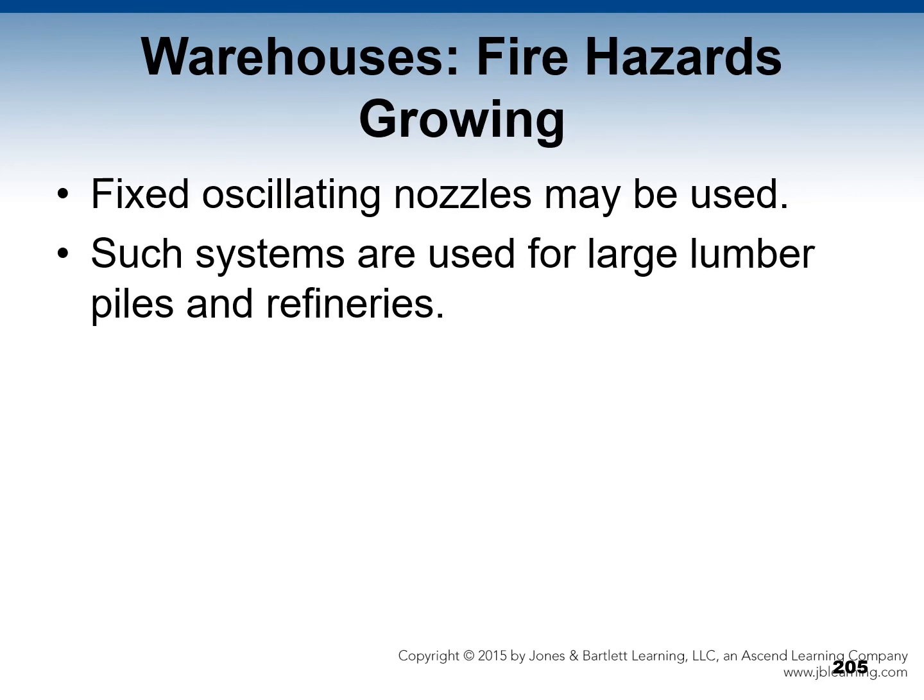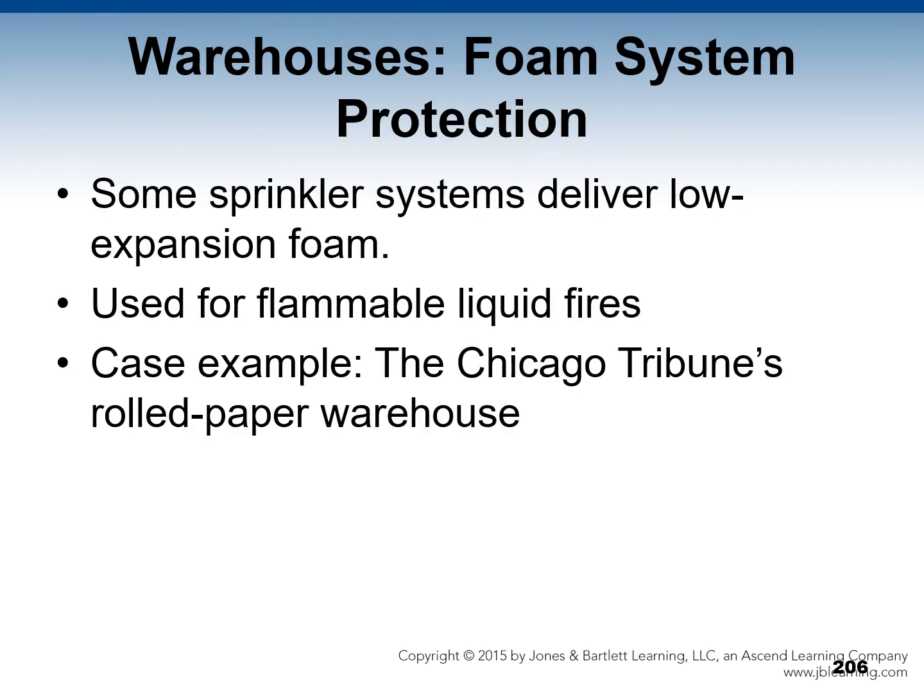In warehouses, you have fire hazards growing, where fixed oscillating nozzles may be used. Such systems are used at large lumber piles and refineries. Foam system protection is used in some warehouses, and some of these sprinkler systems deliver low expansion foam, and this is used for flammable liquid fires. One example is the Chicago Tribune's rolled paper warehouse, and it is protected with a massive high expansion foam system.